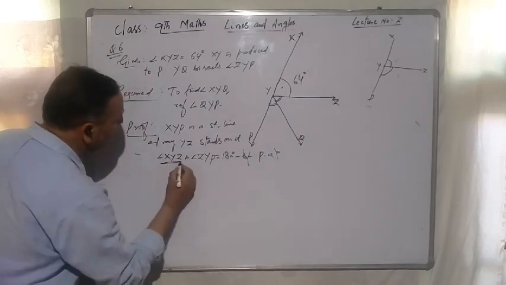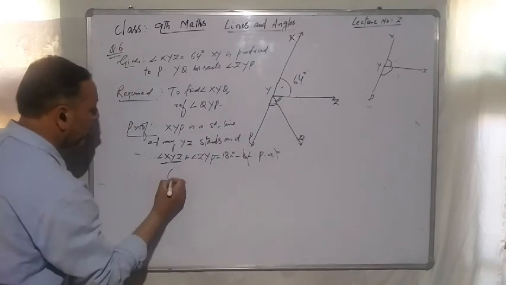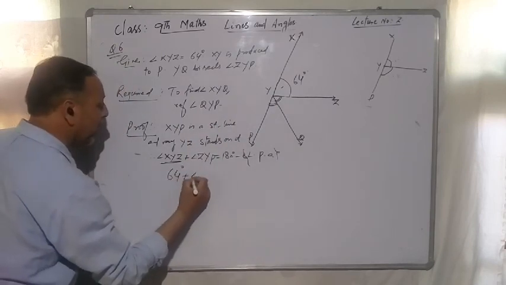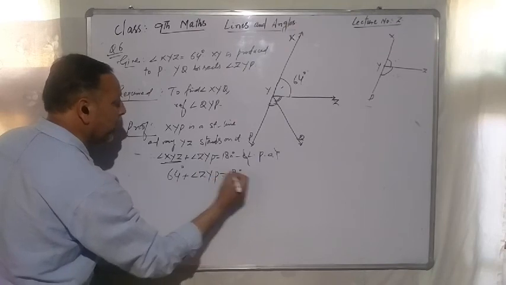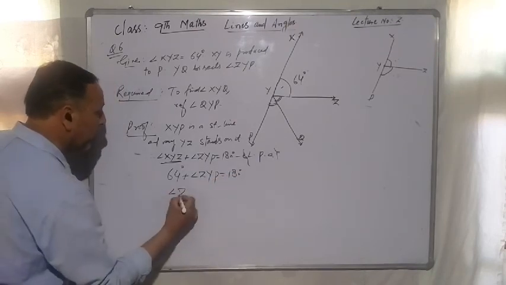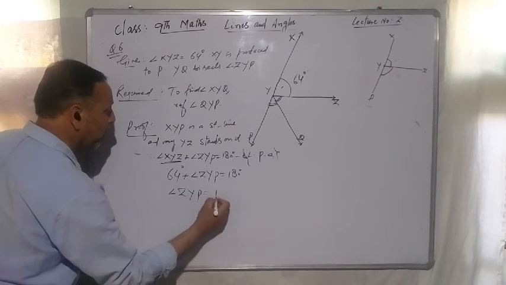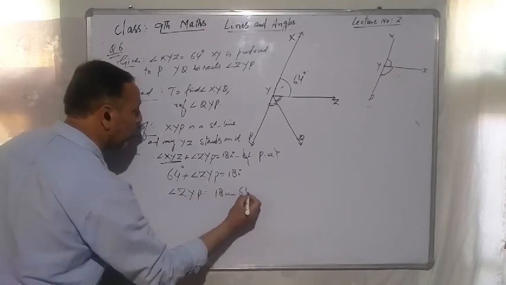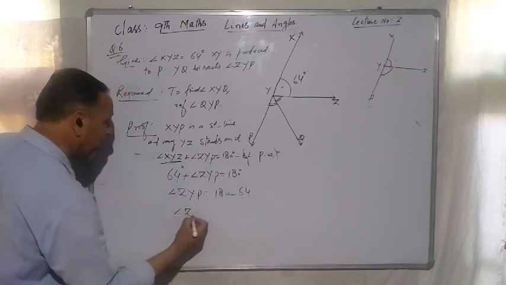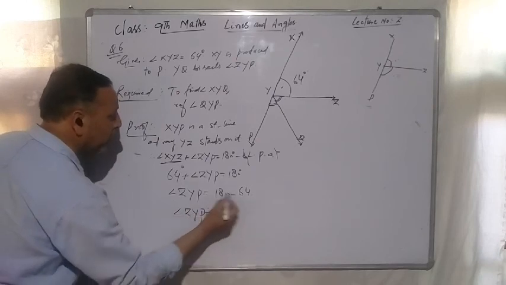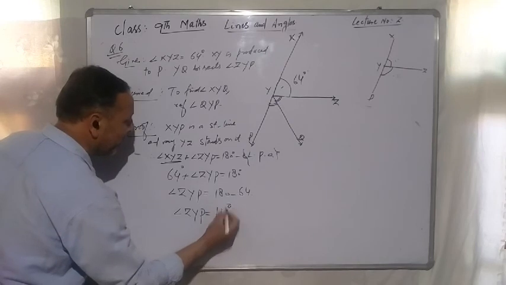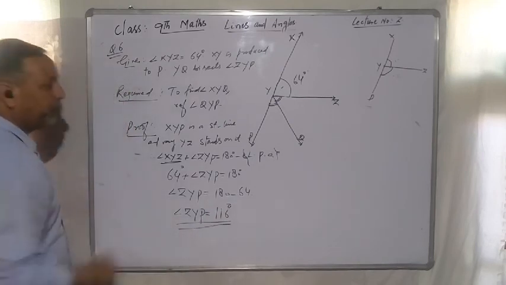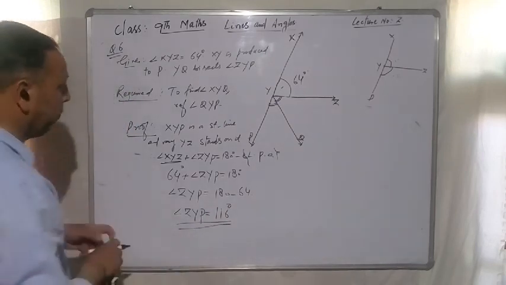Now this angle XYZ, it is 64 degree. 64 degree plus angle ZYP is equal to 180 degree. So angle ZYP is 180 minus 64. I think it is 116 degree. Clear?